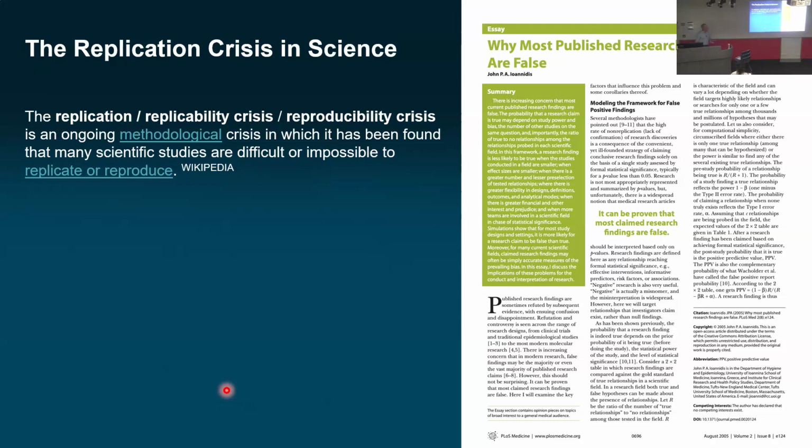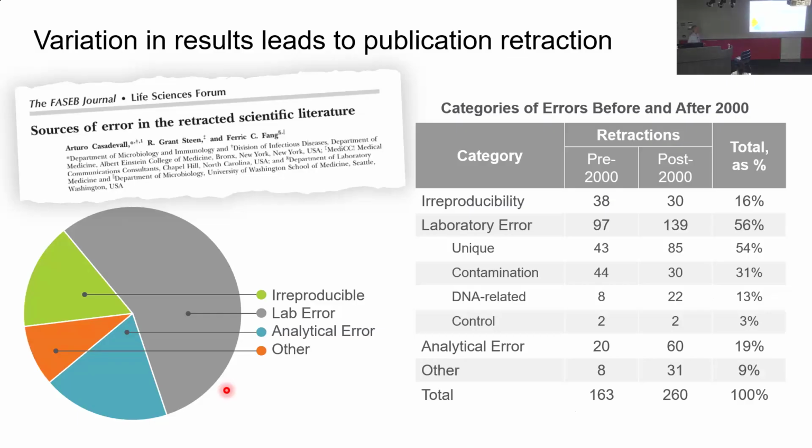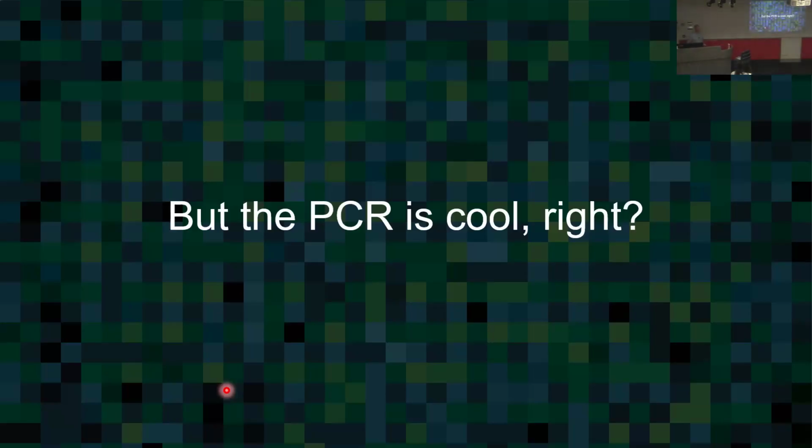So here's a publication on it, the Reproducibility Crisis. You can look up some data on it around where this irreproducibility is coming from. Is it just irreproducible in green? Is it lab error, analytical error, or something else? And at the end of the day, this can result in retraction, and that's a really bad thing, right? If you get papers retracted.